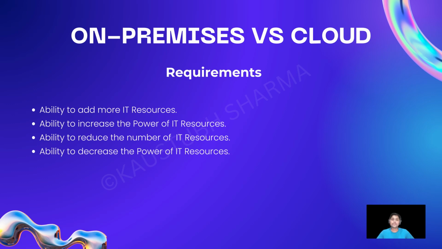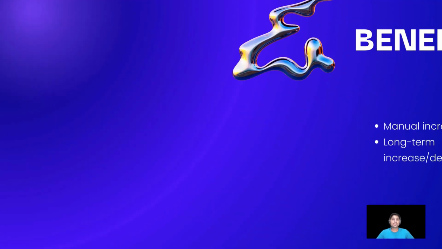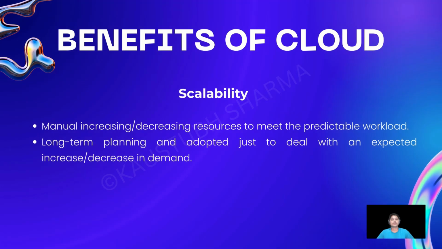So to deal with all these requirements, the cloud came up with the concept of scalability. The ability to manually increase or decrease resources is known as scalability. Scalability is good for long-term planning, as you can plan when to increase the resources and when to decrease according to whatever demand you are getting. With AWS, you can access as much or as little capacity as you need and scale up and down whenever required within a few minutes.